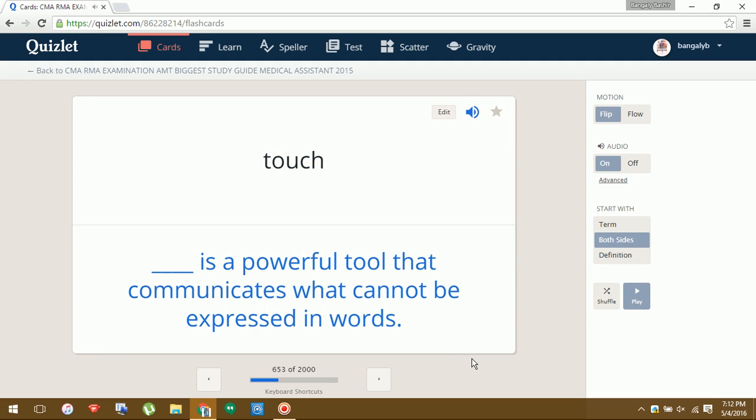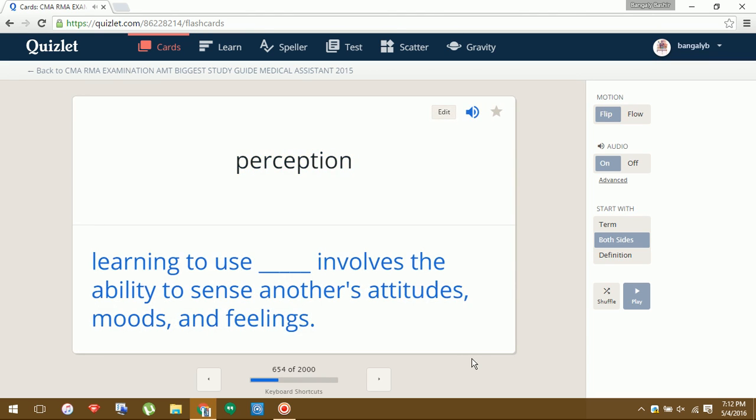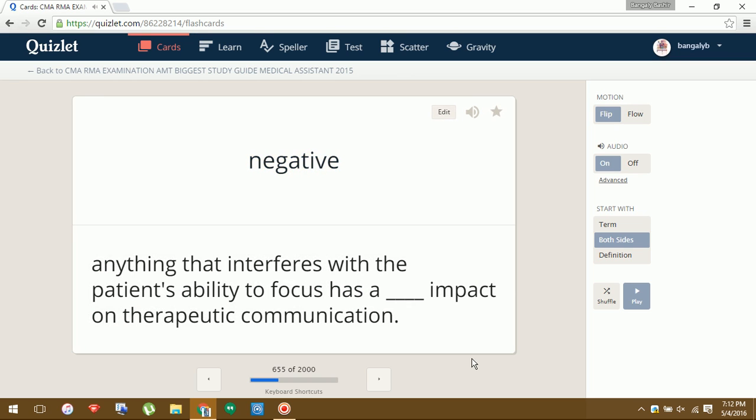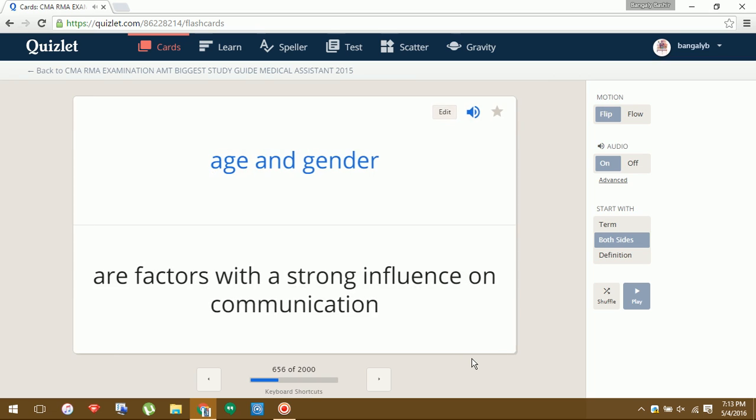Touch. Blank is a powerful tool that communicates what cannot be expressed in words. Perception. Learning to use blank involves the ability to sense another's attitudes, moods, and feelings. Negative. Anything that interferes with the patient's ability to focus has a blank impact on therapeutic communication. Age and gender are factors with a strong influence on communication.